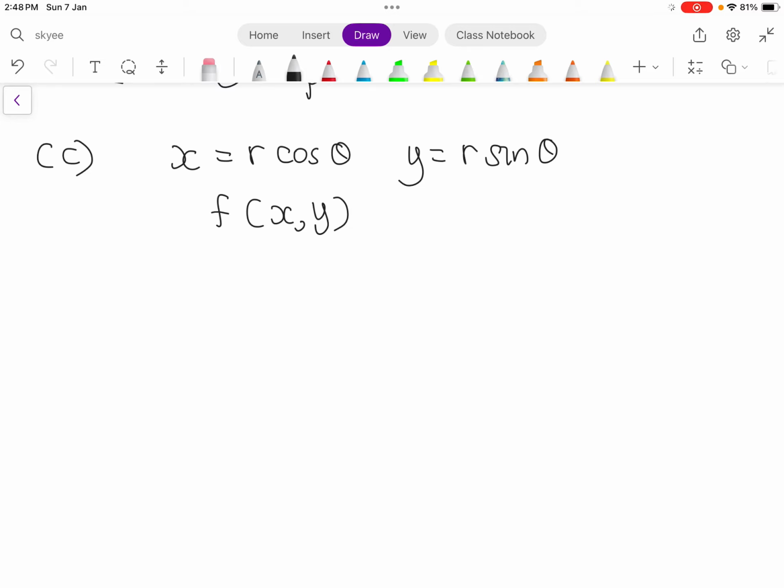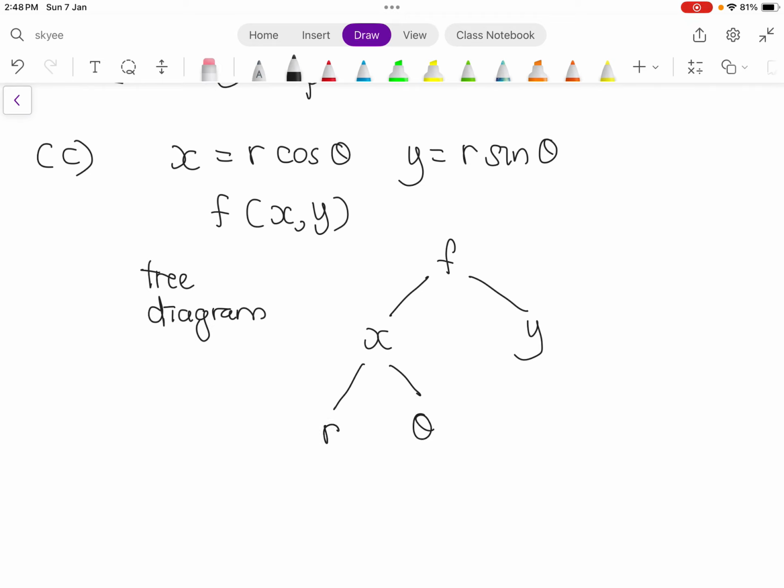So for the tree diagram, we can say that we have a function f, and this function f has variables x and y. And for x and y themselves, they have variables r and also theta. So x and y are over here, r and theta are here. For each of x and y, you have r and theta. So this is the tree diagram.